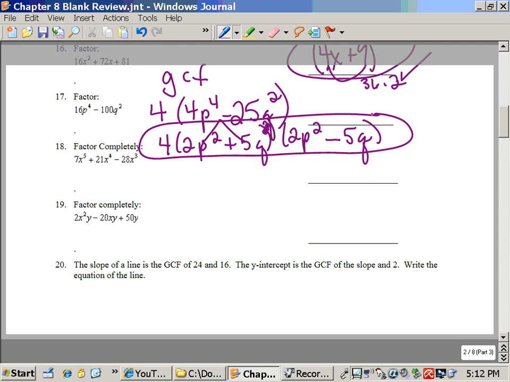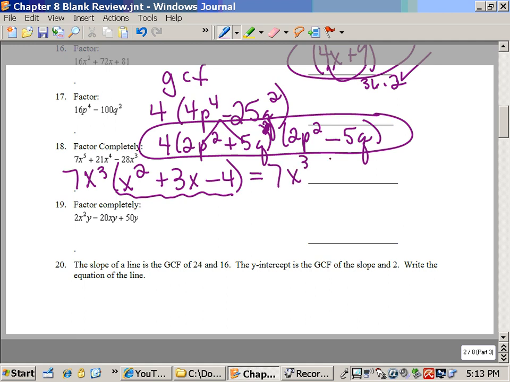Number 18, greatest common factor would be first. They all have a 7 in common and an x to the third. That leaves me with x squared plus 3x minus 4. Since I have a squared, I need to try to keep going. There's no number in front, so this one should be very easy to continue factoring. I'm going to leave my 7x to the third and put my 2 parentheses. X goes at the first of each parenthesis. I need to multiply to get negative 4 and add to get 3. That's going to be the numbers 4 and 1. I need the 4 to be positive and the 1 to be negative.